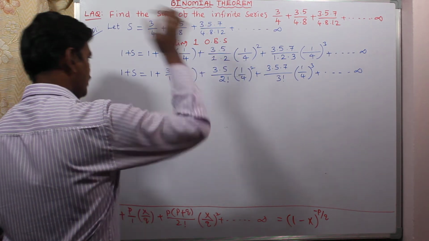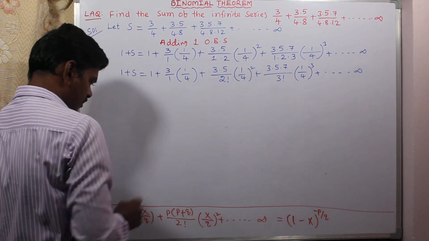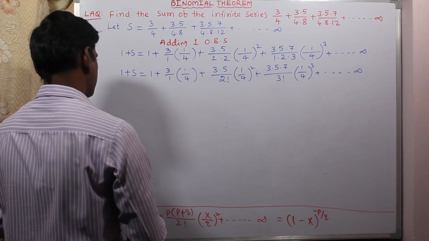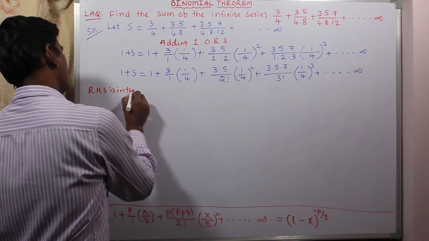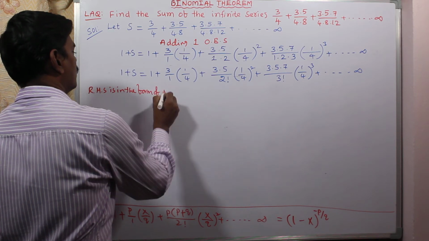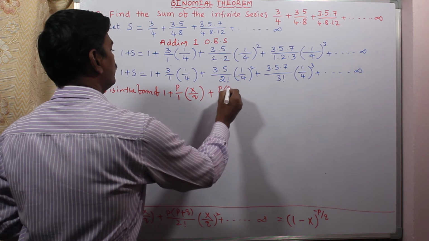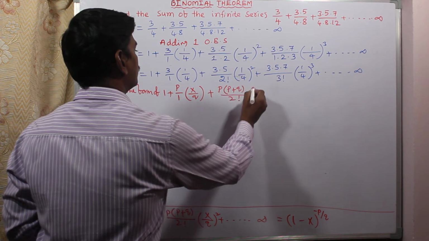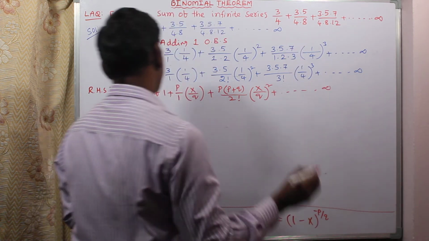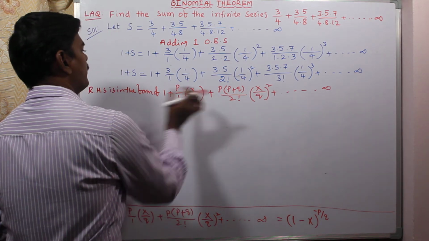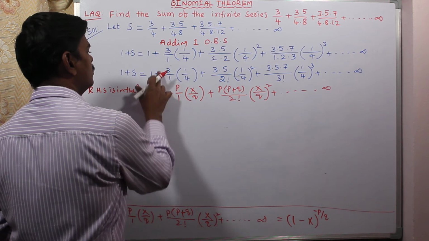Now, if you observe the RHS, the right hand side series, it's exactly in the form of the formula which we have written here. So we should mention that RHS is in the form of 1 plus p by 1 into x by q plus p into p plus q by 2 factorial into x by q whole square plus so on up to infinite. So now, comparing this formula with this series, you are going to get p value 3.